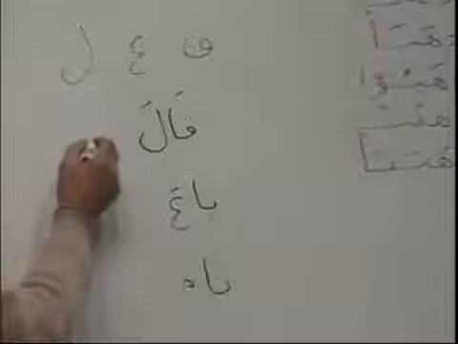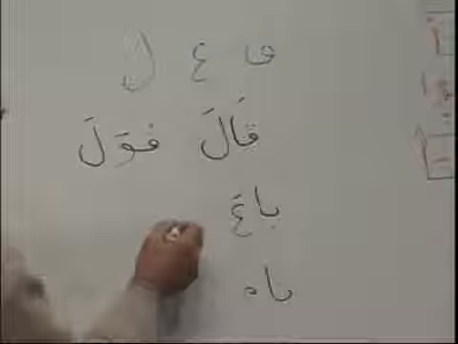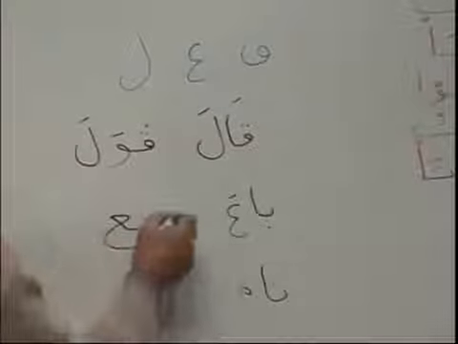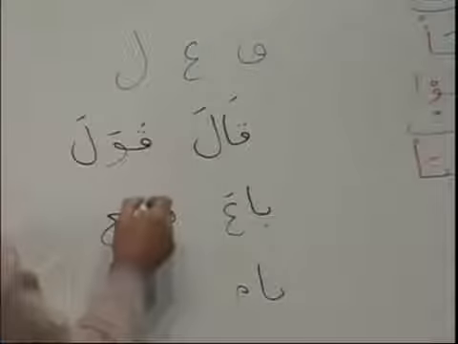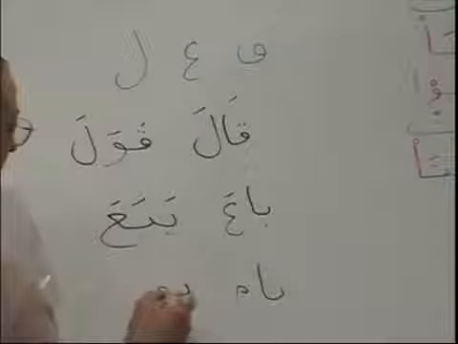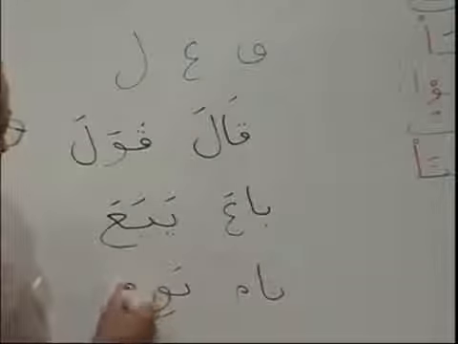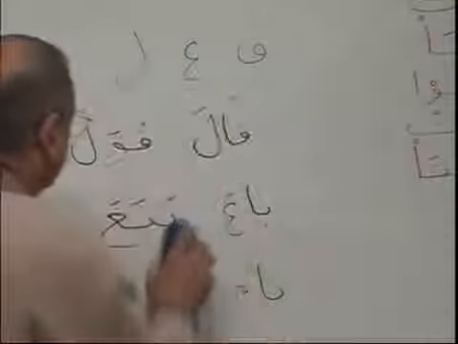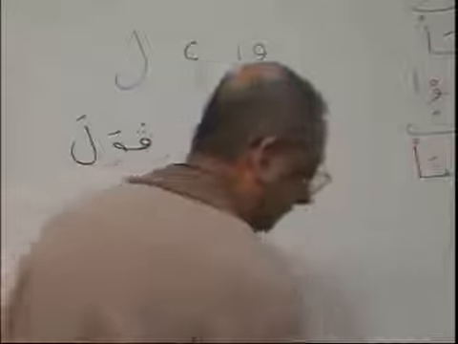Kala is ka, waw, lam. Ba'a is ba, ya, a. And nama is nun, waw, mim. Are you with me, brothers and sisters?